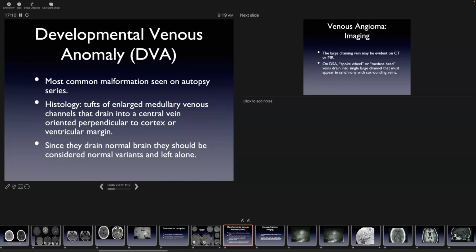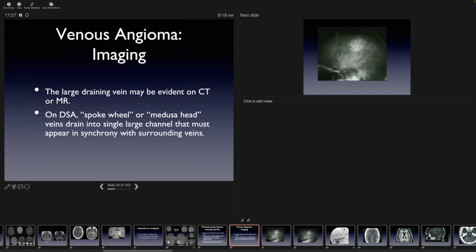So particularly in patients with cavernous angiomas that are thought to be symptomatic, let's say presumed to be a site of symptoms of epilepsy, it's important that the surgeon be aware of the DVA so that these are not resected inadvertently.